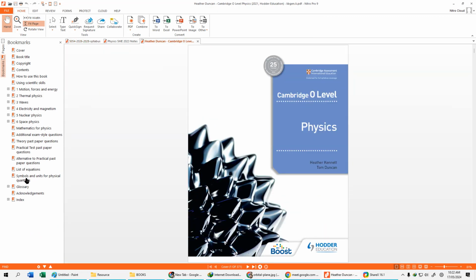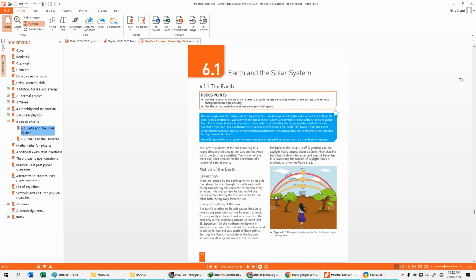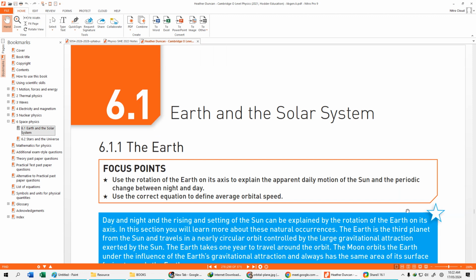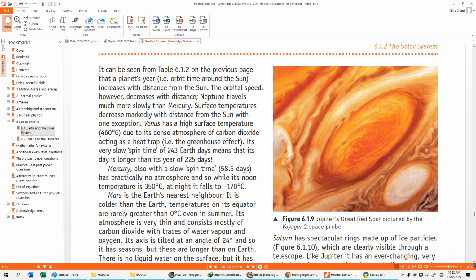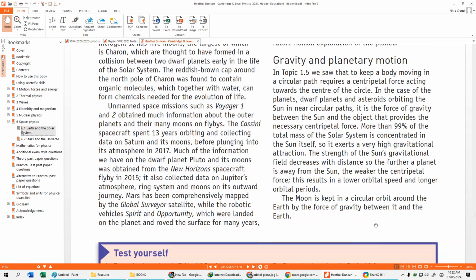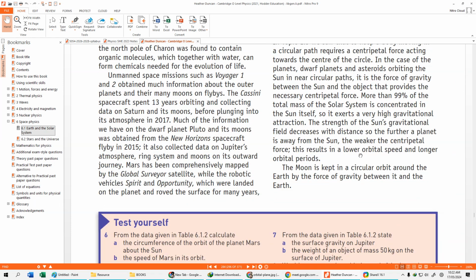Here is the space physics. And here is the Earth in the solar system. So if I zoom in a little bit, all right. Yes, these are all the planets that we have, and then the Earth and the planetary station.